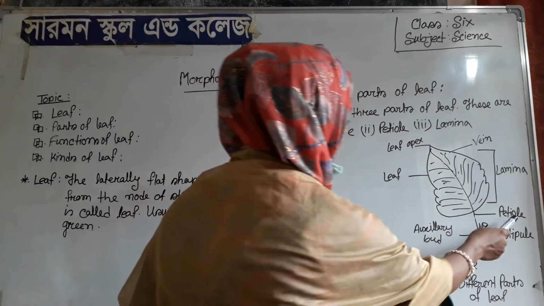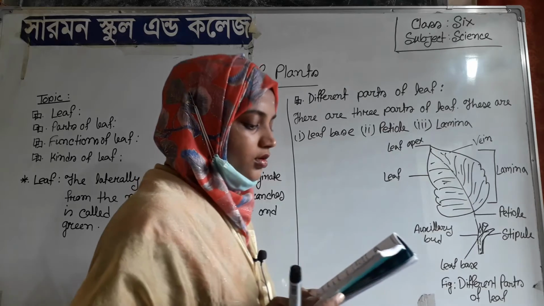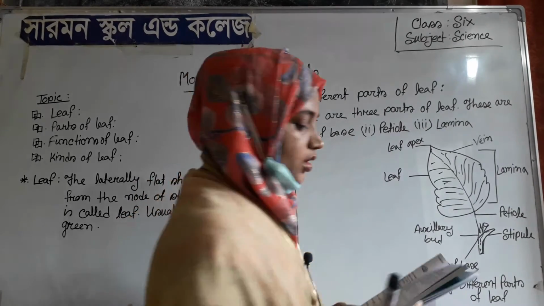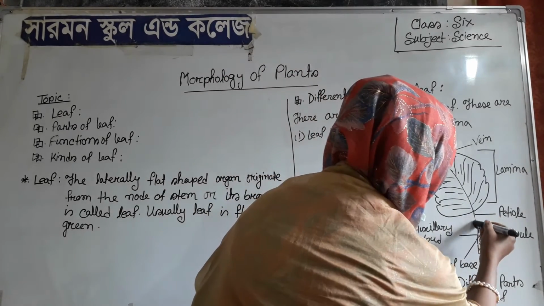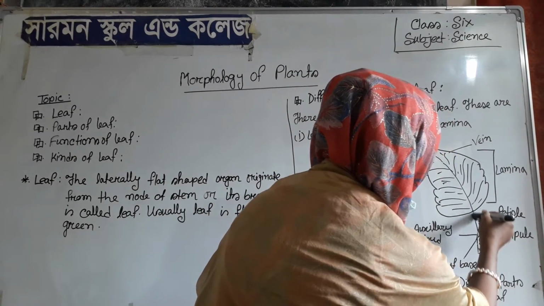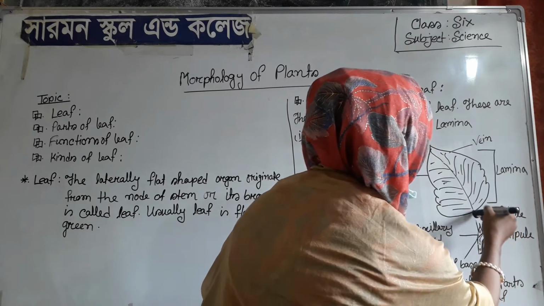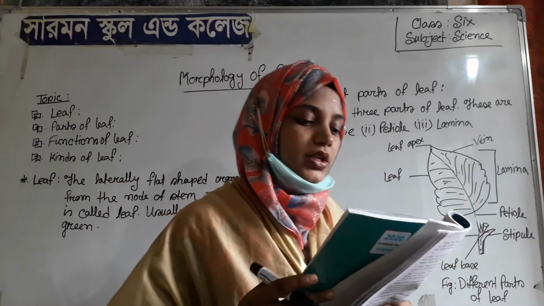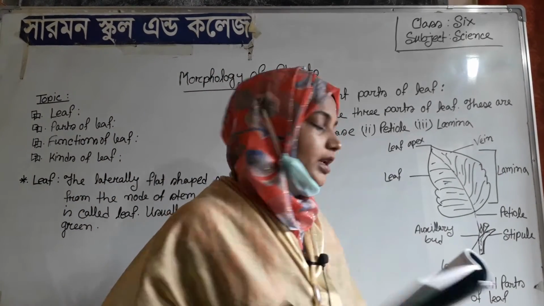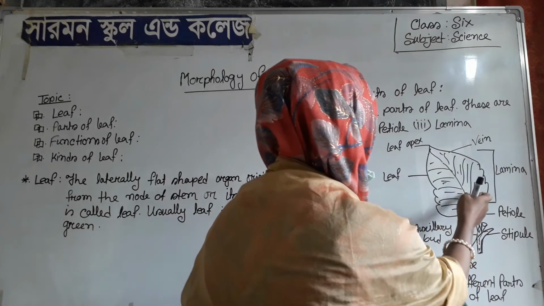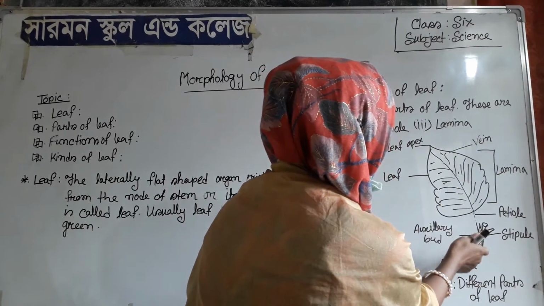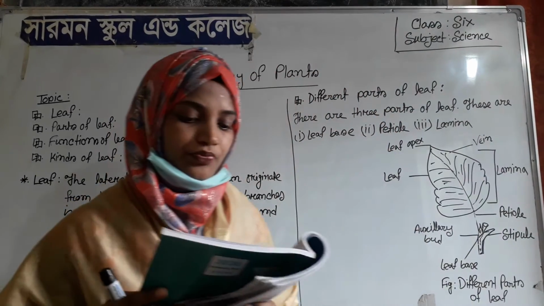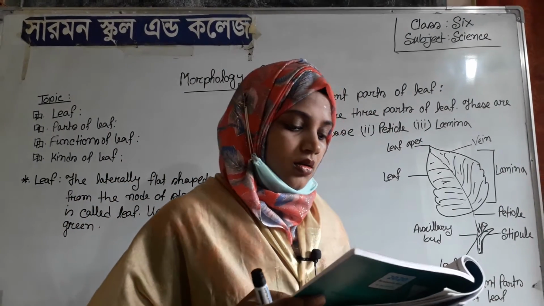Now, petiole. The cylinder-like part of a leaf is petiole. It connects the leaf base and lamina. Petiole connects the lamina and leaf base. That means these two parts are joined by the petiole.